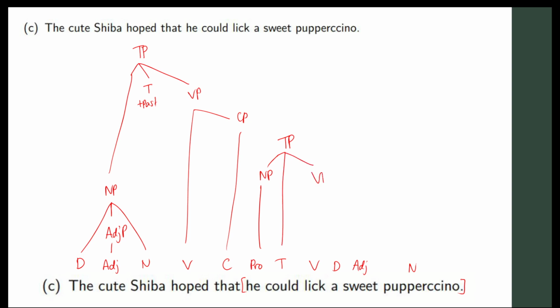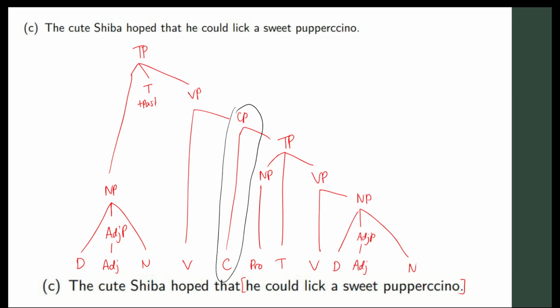We have the verb phrase connecting to the verb, which is lick, and then we need a sweet puppuccino, which will be our complement to the verb. So that's going to take the determiner, the adjective phrase sweet, and the noun puppuccino. And we're just linking our two little sentences together with the CP.